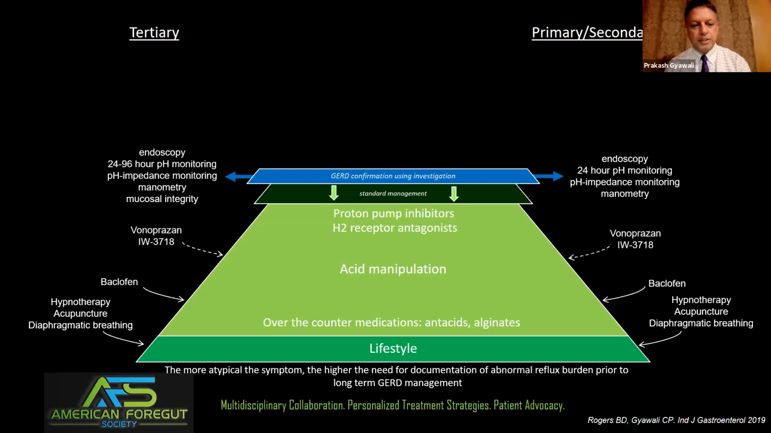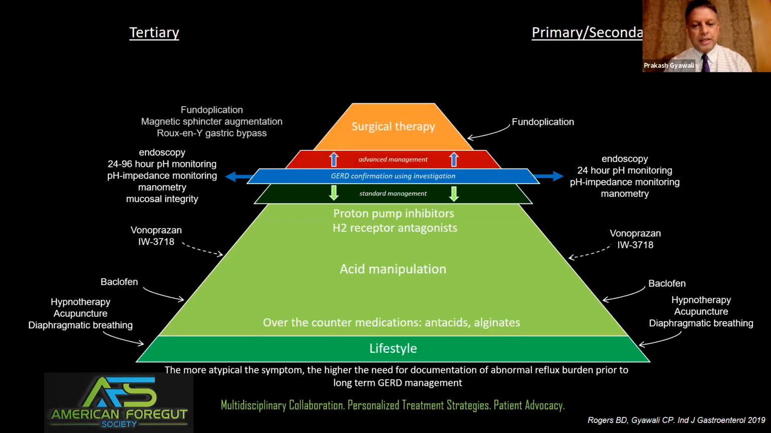There are a couple of newer agents, the PCABs, potassium competitive acid blockers, vonoprazan, and then colesevelam, which is what IW3718 is. It can reduce bile reflux by binding bile in the stomach. Now, it is at this point that you would consider some of these more invasive options that we have talked about, so surgical therapy, endoscopic therapy.